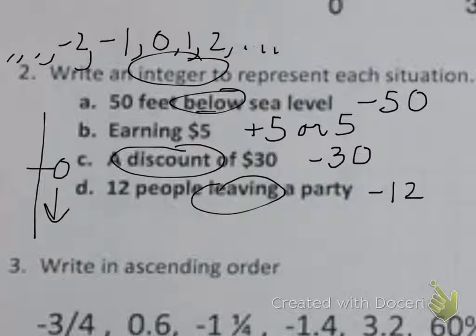So here they went down below sea level. Here your amount of money in your pocket went up. Here they took the price down. Here the number of people at the party went down.